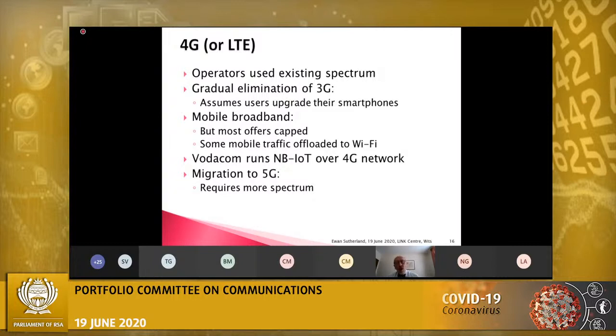But there has been a long gap in the assignment of additional spectrum by the government in South Africa. The operators therefore had to use existing spectrum for 4G, and that means gradually eliminating 3G, which is kind of fair enough, because you assume that people replace their mobile phones every 12, 18 months or so. So the smartphones are replaced. It's not a big issue if you move on.